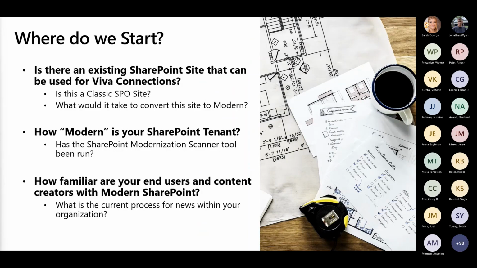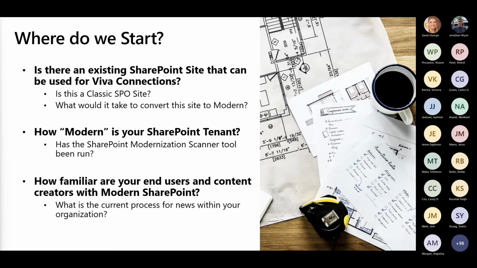Now, with all of that being said, going back to initially, some of those questions I wanted us to take as a reminder as we're going through the deployment. So always the first question is, where do we start? These are the very high level questions that I always start out with. Do you have an existing SharePoint site that can be used for Viva Connections? If it's classic, we cannot use it. What do we need to do in order to convert that into modern? How modern is your SharePoint tenant as a whole?